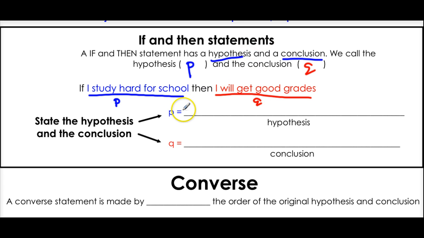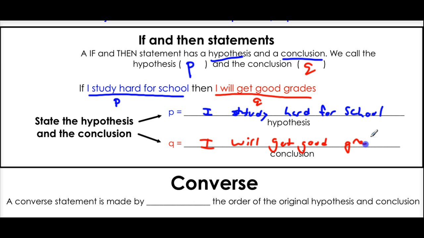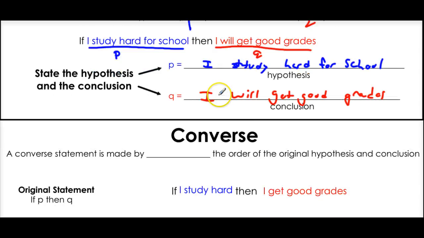So in this case, the hypothesis, which came after if, is I study hard for school. Oh, let's do that in blue. Keep it consistent. I study hard for school. And your Q is what comes after then, which is I will get good grades. If you can identify your P and Q for a sentence, then you're going to be just fine in this lesson. Remember, the P is after the if, the Q is after the then.